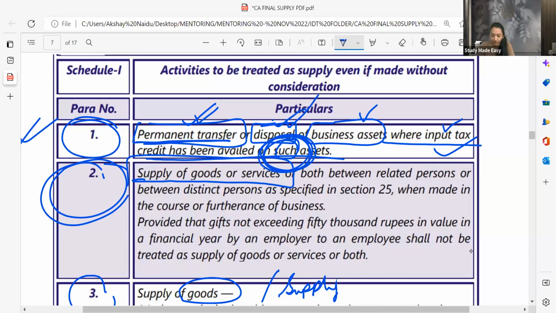Now this is the concept of permanent transfer. Ma'am, what if I just give it on rent, so that you can utilize my laptop for 1 month? Is it a permanent transfer? Taking example number 2, I have bought a laptop.